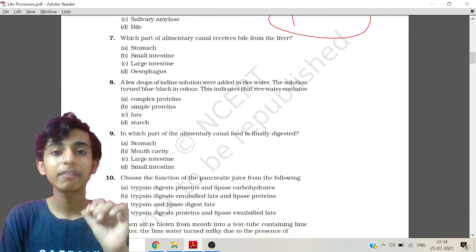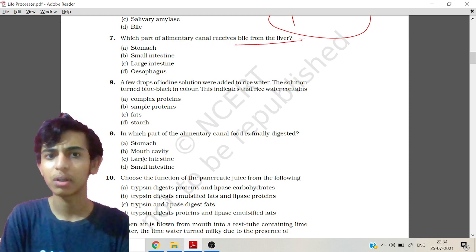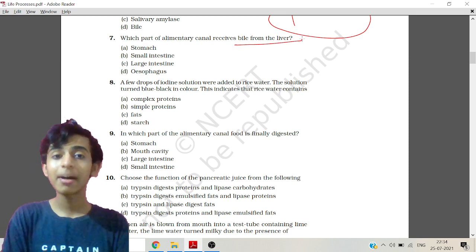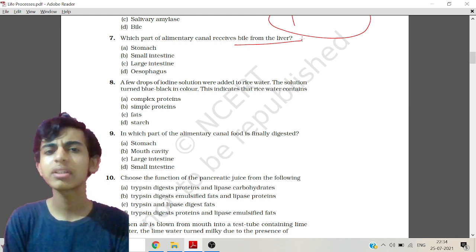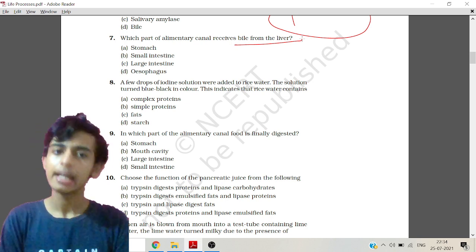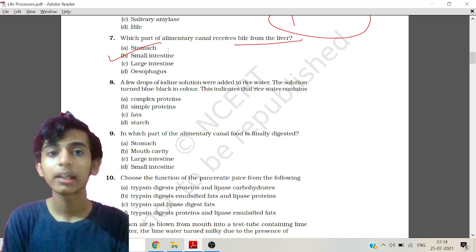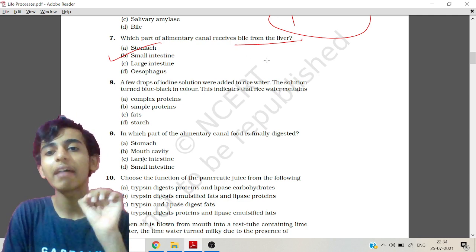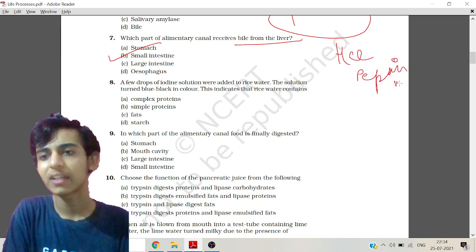Next question, which part of the alimentary canal receives bile from the liver? What do you think? Is it stomach, small intestine, large intestine, or esophagus? Your time's up. Definitely it is small intestine, because you know that in the stomach we have three things: HCl, pepsin, and mucus. Except that, you have nothing in your stomach, so this cannot be the answer.